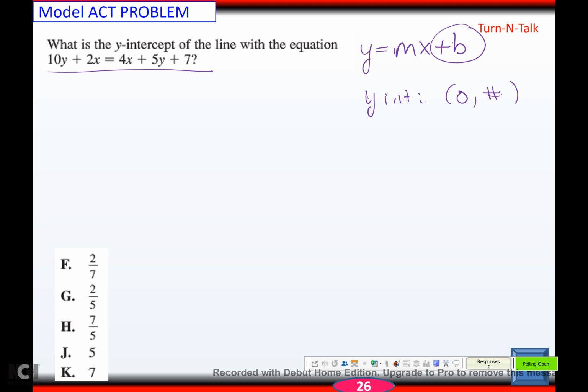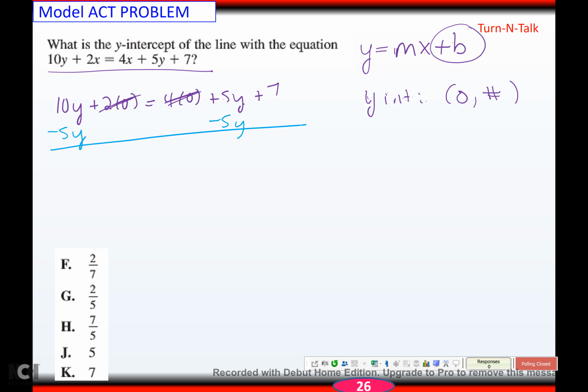And in my mind, that's going to make things a lot easier. So I'm going to just make all my x's 0. So 10y plus 2 times 0 equals 4 times 0 plus 5y plus 7. Those are going to be zeros, so they don't affect us. I got to get my y's on the same side, so minus 5y, minus 5y. I get 5y equals 7. Divide by 5, divide by 5, and y equals 7/5. Okay?